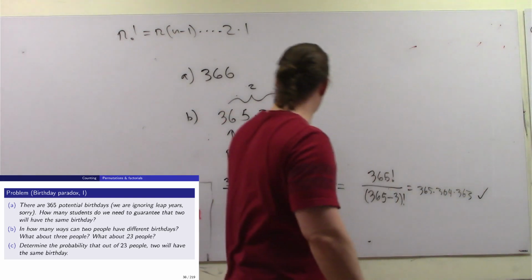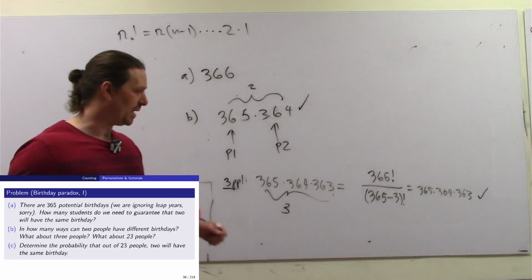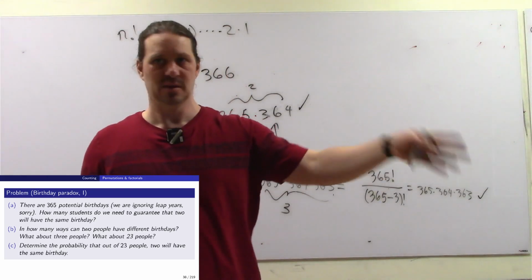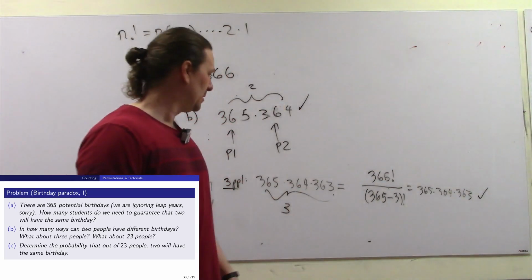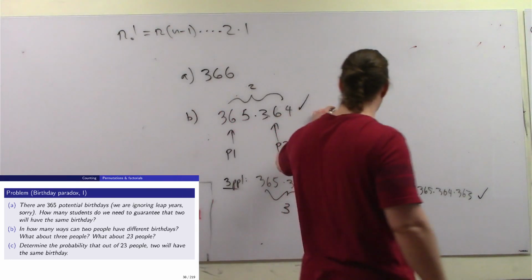And that works up here as well. But this notation is much more convenient to work with in this problem, because I don't want to write down 365, 364, 363, 23 times. Even with the dot, dot, dot, I don't want to do it. Okay? So then for the final part of this problem, what if we have 23 people?